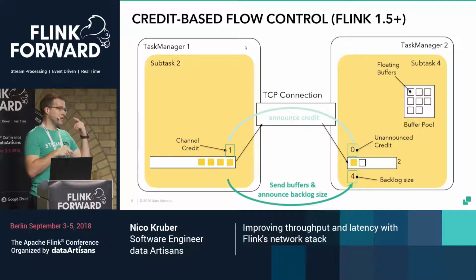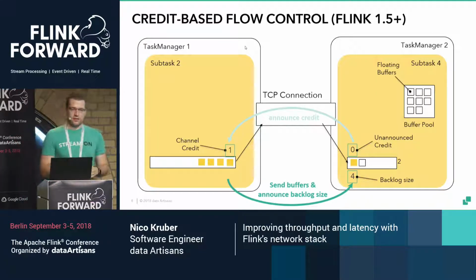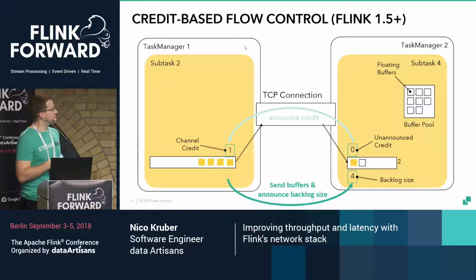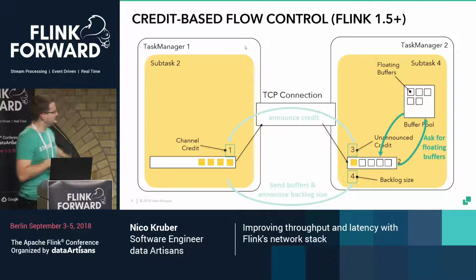So we gave it 2 already. We need to give it more for the sender to actually send more. So what the receiver does is request buffers from the floating buffer pool. It asks for 4 buffers in this regard. It might get 4, it might get 3, it might get 1. We'll see in this example we get all of them, so the remaining 3.